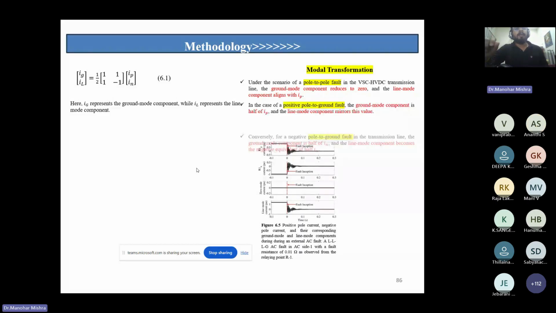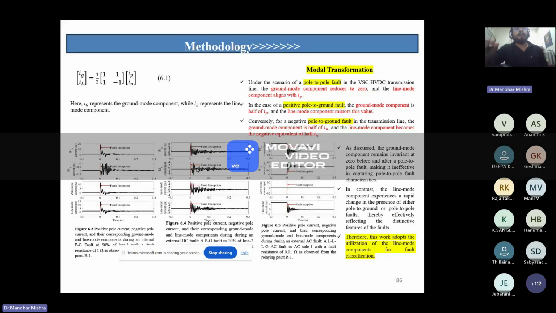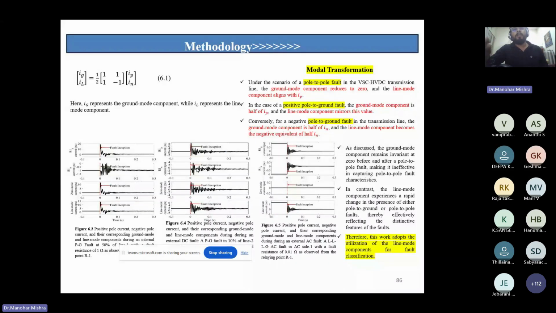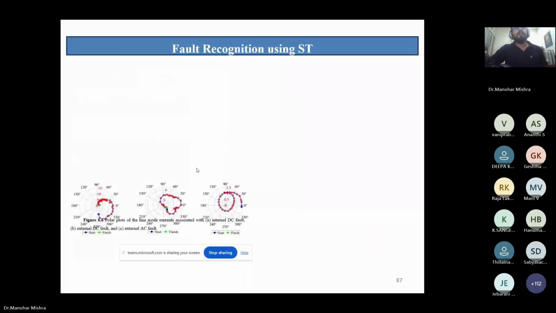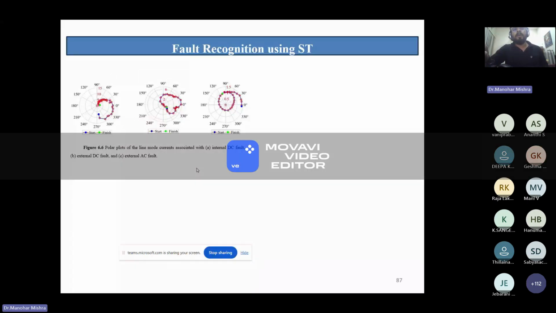After the fault inception, we have plotted how the positive pole current, negative pole current, and the corresponding ground mode and line mode components behave for the internal fault, the external fault, and the AC fault. Then we plotted the polar plot for the line mode current for internal DC, external DC, and external AC fault.